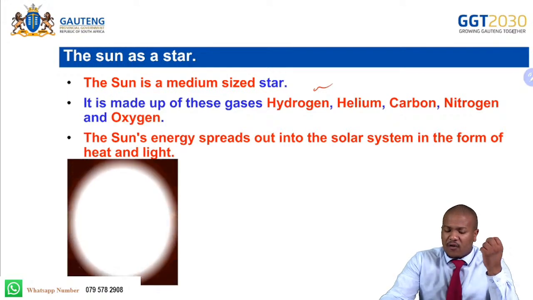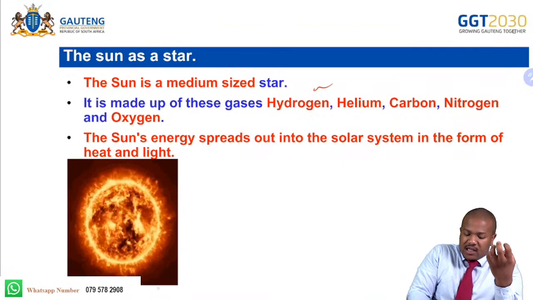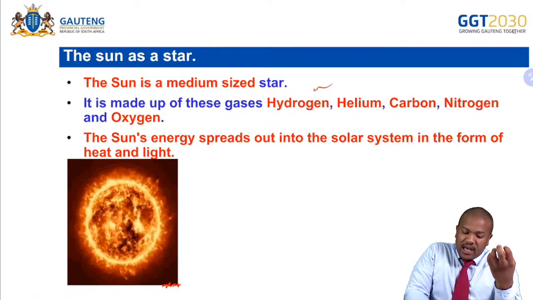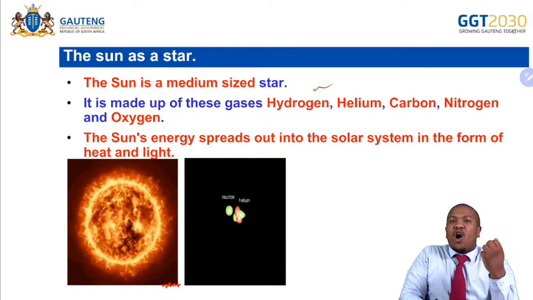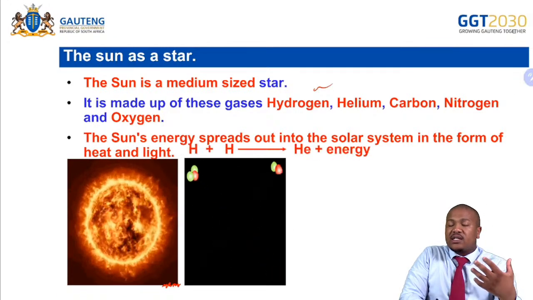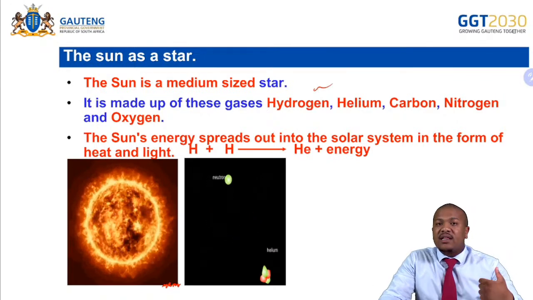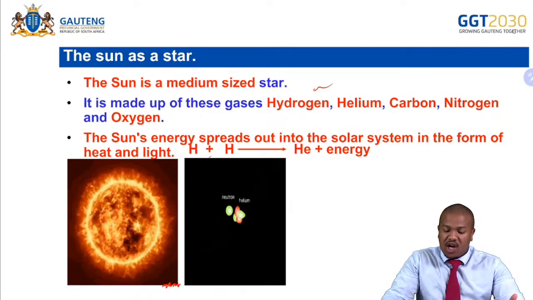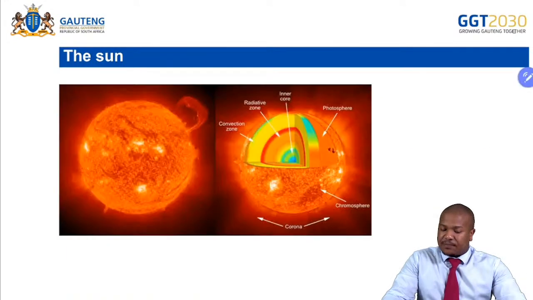So now, if you think of the star and its color, it is a red dwarf. Looking at this, it produces heat and light. This is because of the continuous nuclear fusion taking place in the core of the star, where you have hydrogen fusing with another hydrogen to form helium and enormous amounts of energy.